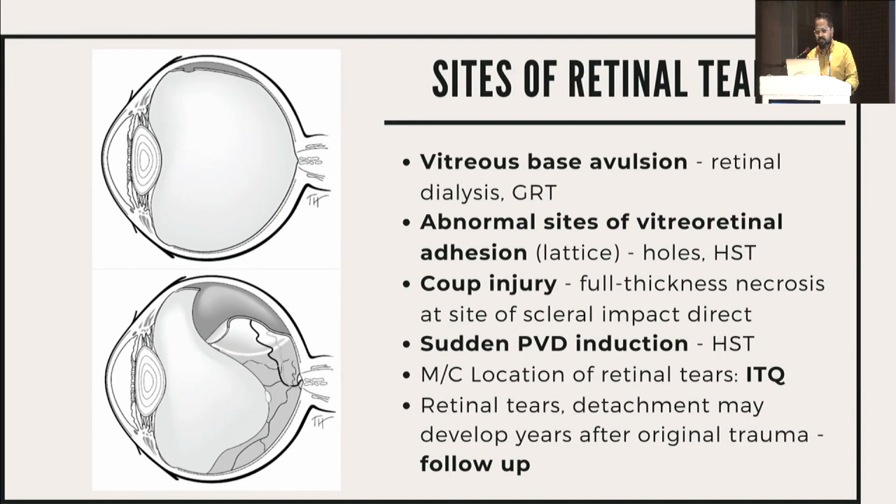Sites of the tears: there is vitreous base avulsion, abnormal sites of vitreal adhesion which cause holes and horseshoe tears, and coup injury where there is a full thickness necrosis at the site of the scleral impact. Sudden PVD induction causes horseshoe tears. The most common location of retinal tears is the inferotemporal quadrant. Retinal tear detachment may develop even years after the original trauma, so frequent follow-up is necessary.